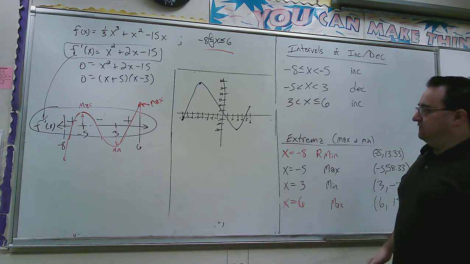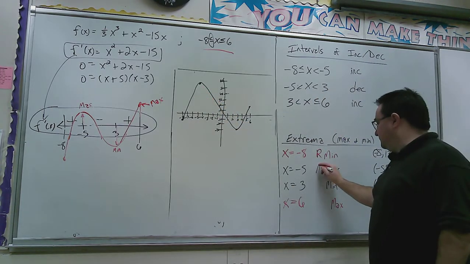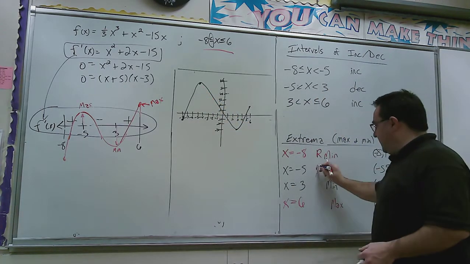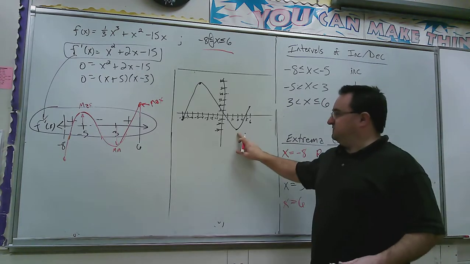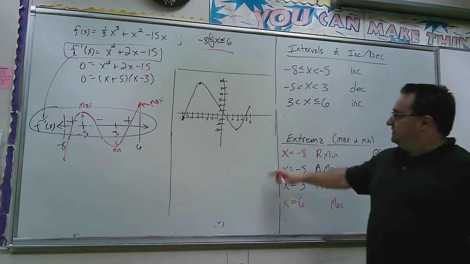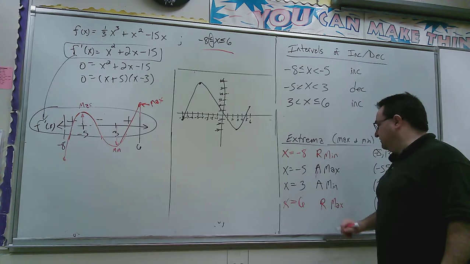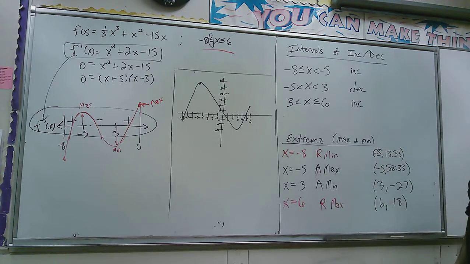This is a maximum value. Is it the highest point in the whole graph? Yes, so that is an absolute max. This is the lowest point, so that is an absolute min. And this is a high point, but not the high point, so that is a relative max. So this problem is now complete.